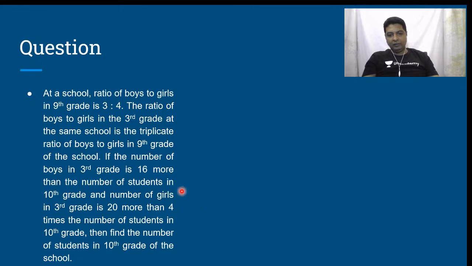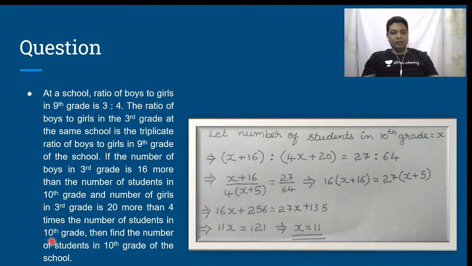Let us look at the solution. Let us say the number of students in 10th grade of the school is X. Again, reasoning is a very important trait, students. It is the most important trait not only to crack the exam but in order to excel in life. We need to reason out everything that we see, we hear. So, fine. Let the number of students in 10th grade be X.